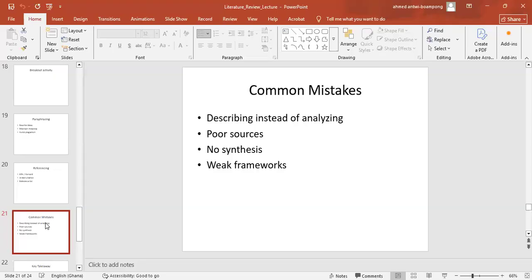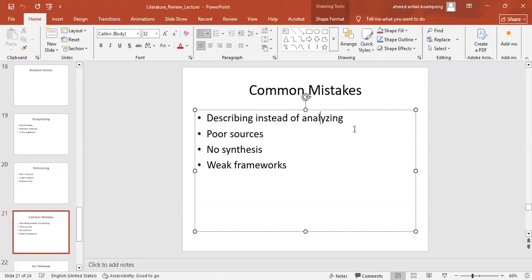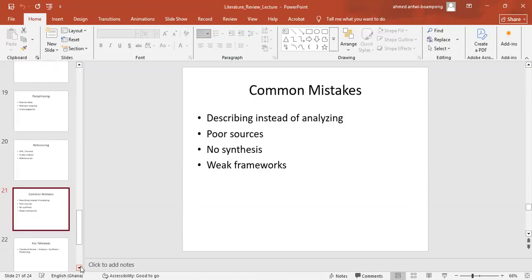Common mistakes in doing literature reviews: we describe instead of analyzing the text. We do very poor sourcing, get very bad sources of literature. There is no synthesis coming out of it, and then we also apply very weak frameworks.